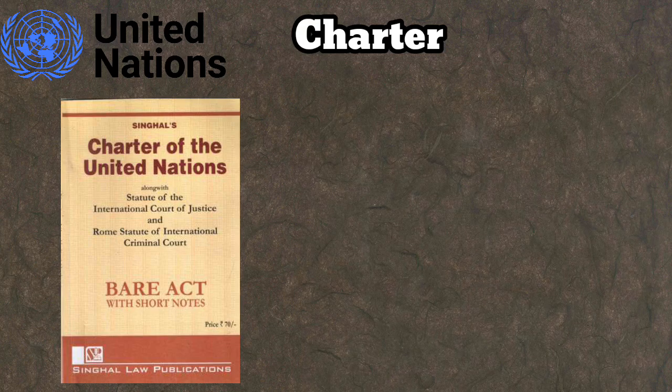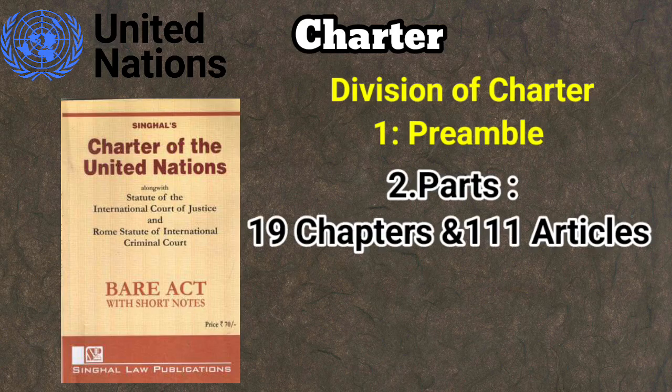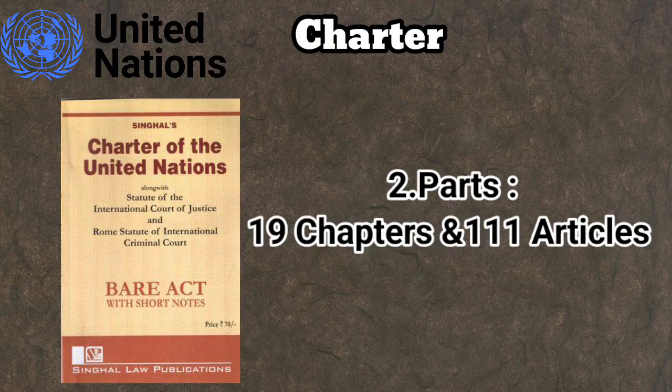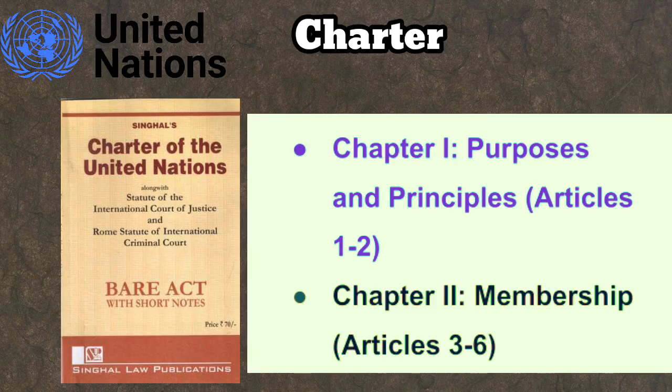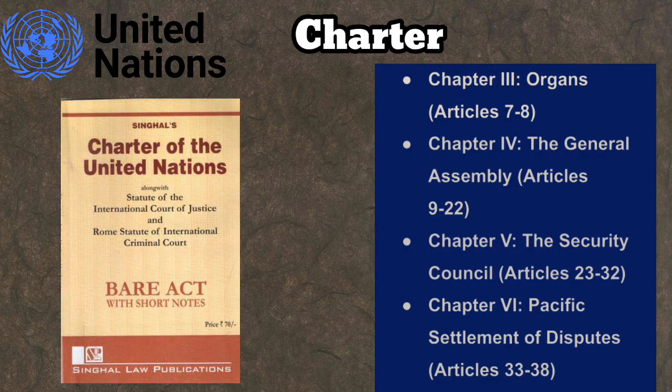Now let's summarize the parts of UN Charter. It is divided into 2 parts. 1. Preamble. 2. Chapters. Total number of chapters are 29, having 111 articles. Chapter 1. Purposes and Principles, Articles 1 to 2. Chapter 2. Membership, Articles 3 to 6.